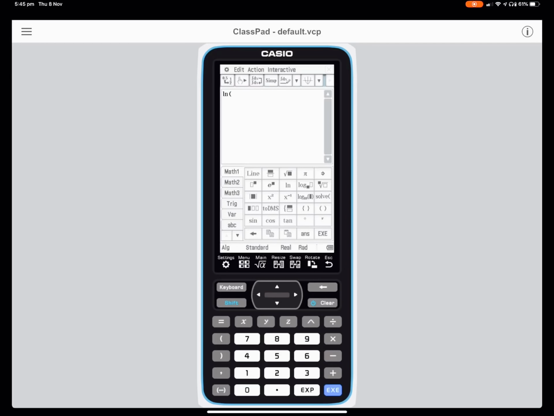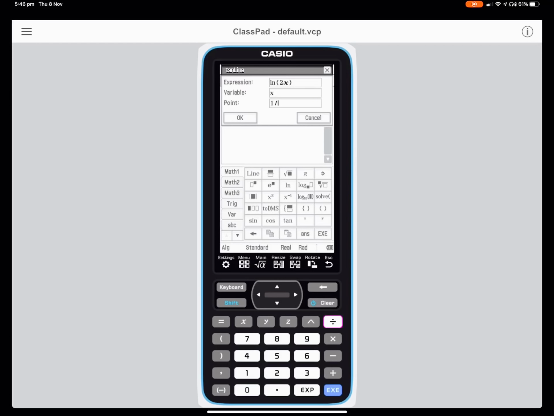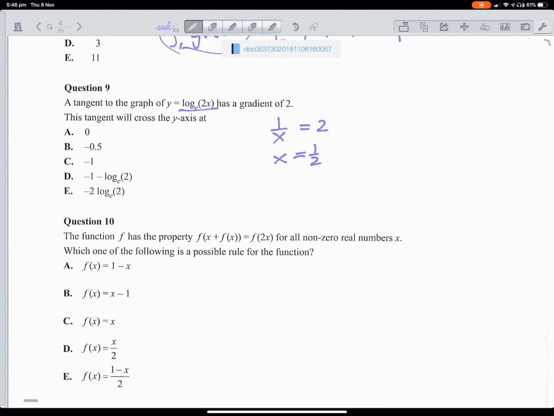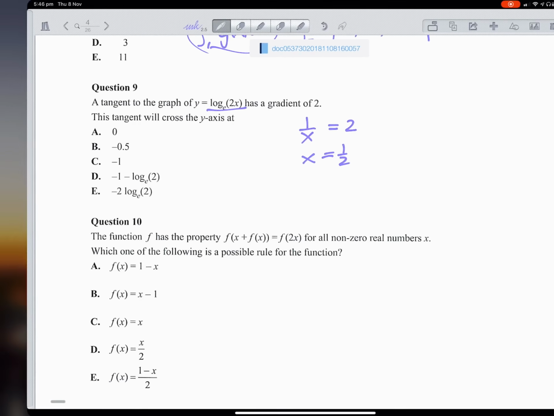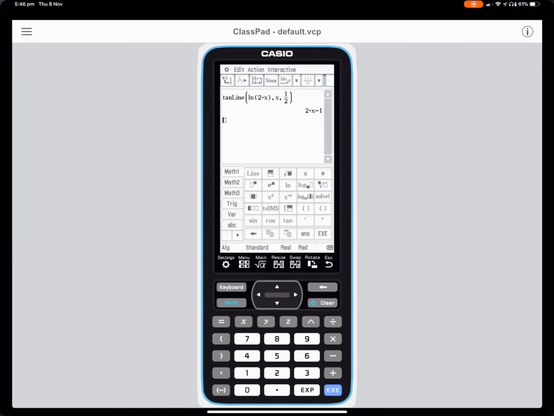Clear. Log e^(2x). Calculation line, tangent line, when x equals a half. Okay, so is it the y-intercept or x-intercept? Y-axis, was it 2x minus 1? I think it was. Yep.